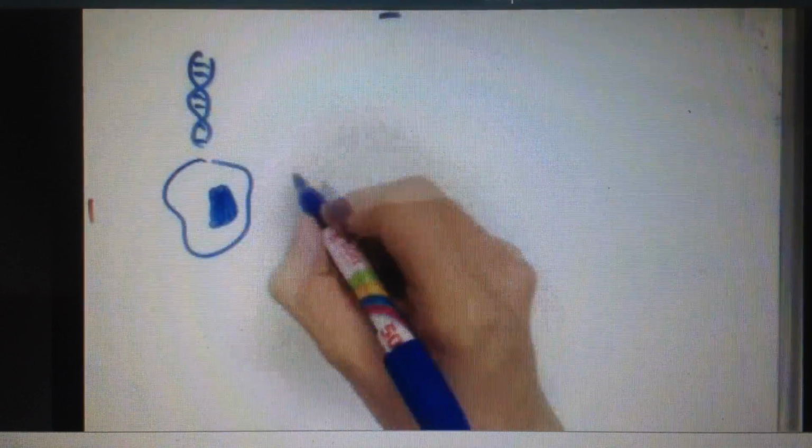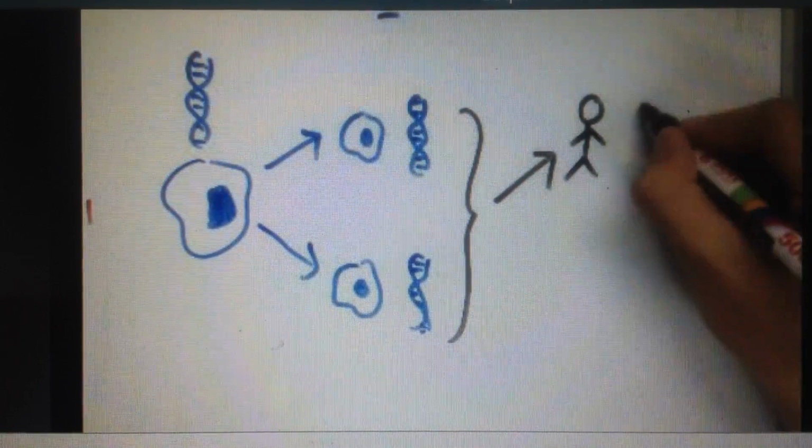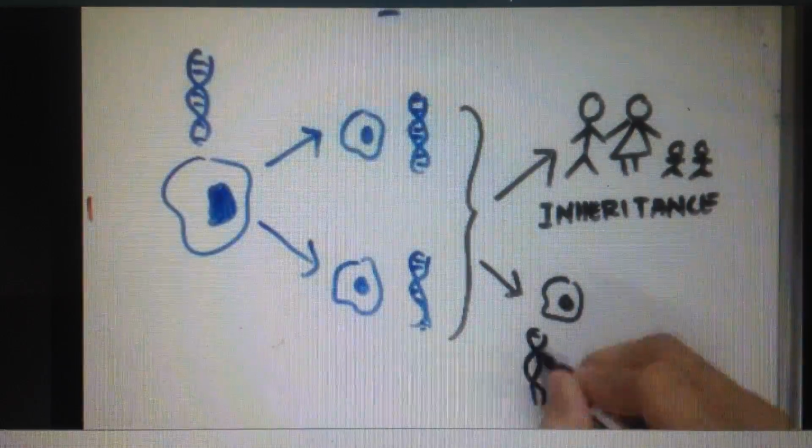Meselson and Stahl also identified the fundamental process where our DNA is passed on from cell to cell. This is the basis of inheritance and is an essential part of our development from a single cell to an entire organism.